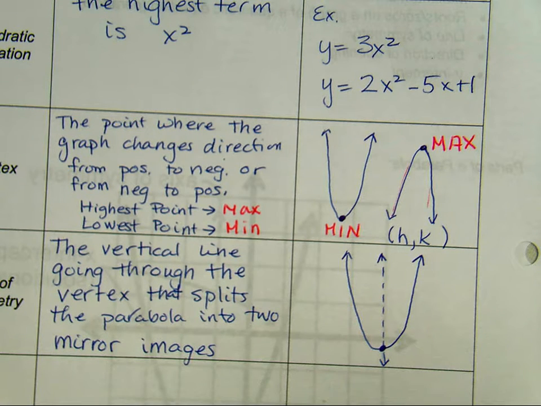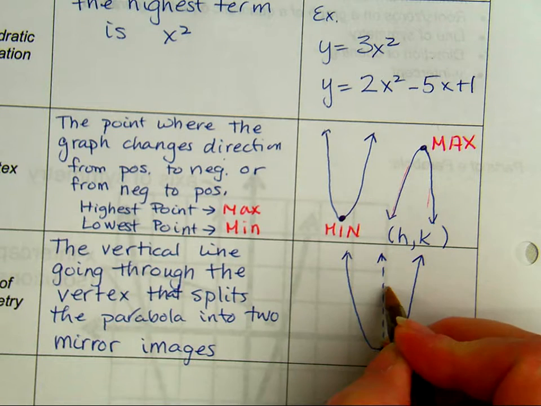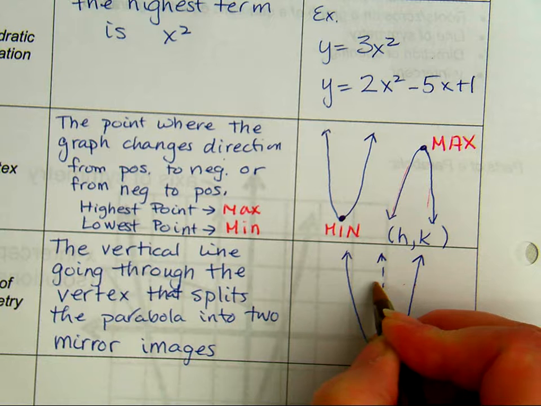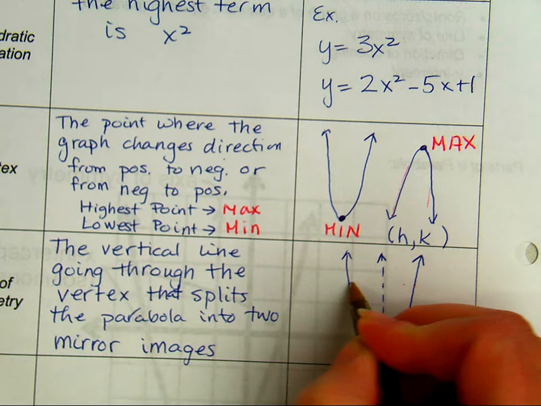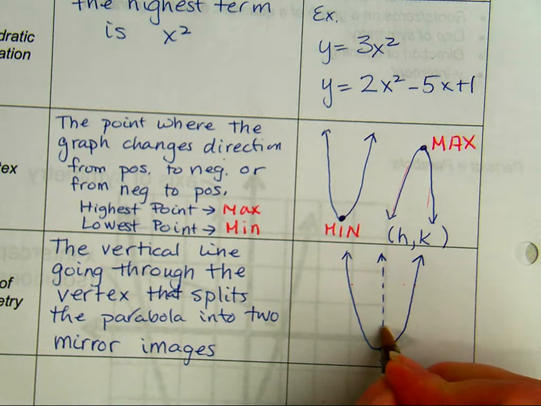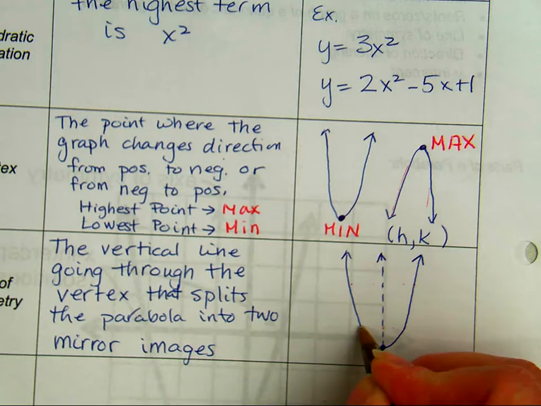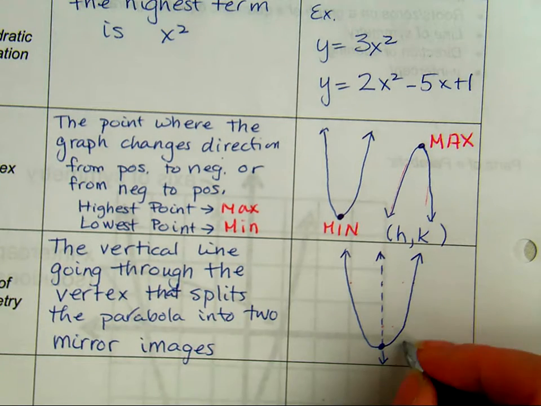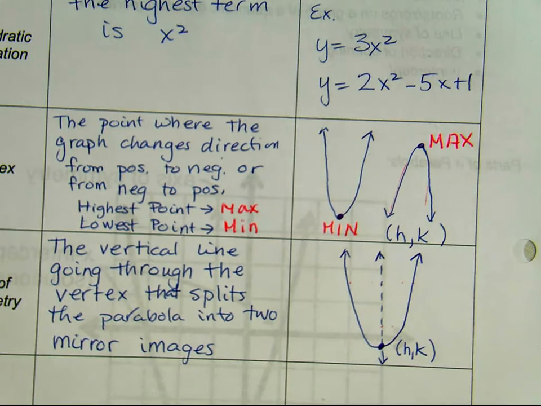So, for instance, a point over here would be 1, 2, 3 to the right. So there'd be another point 1, 2, 3 to the left. Or here I could find a point 1, 2 to the right, then 1, 2 to the left. So this line goes through the point (h, k). We talked about that's the vertex.